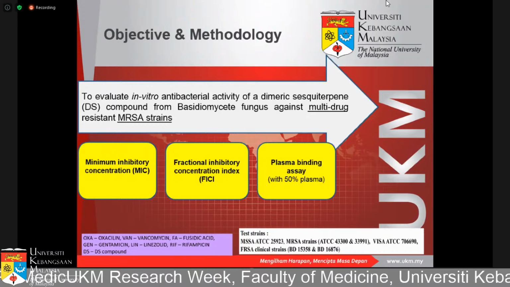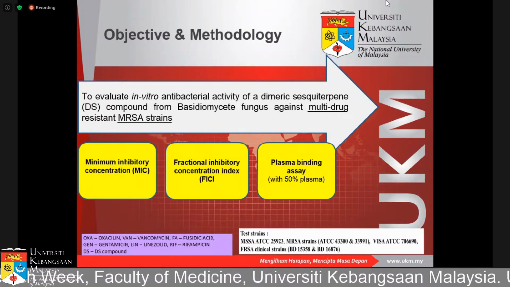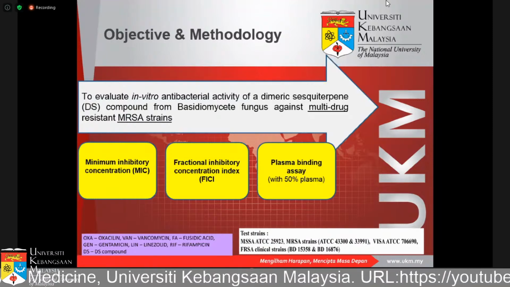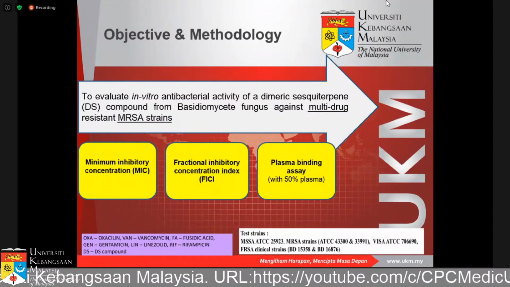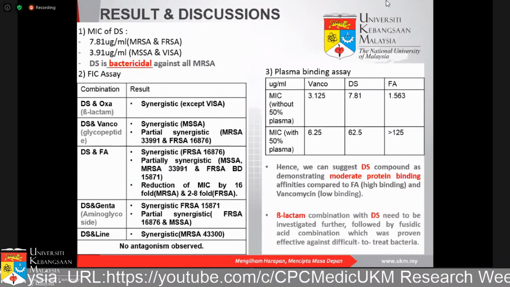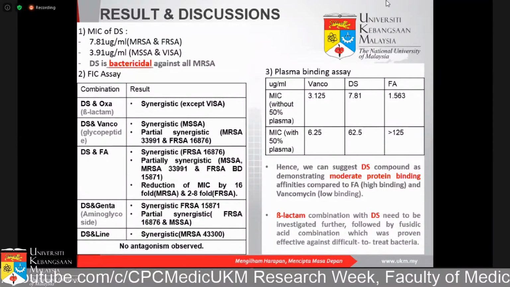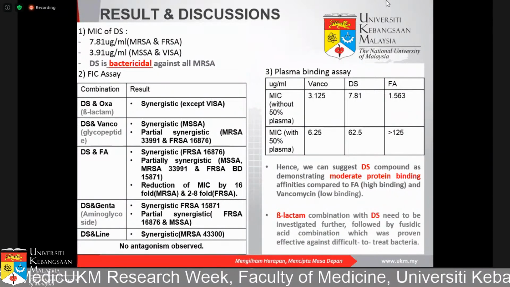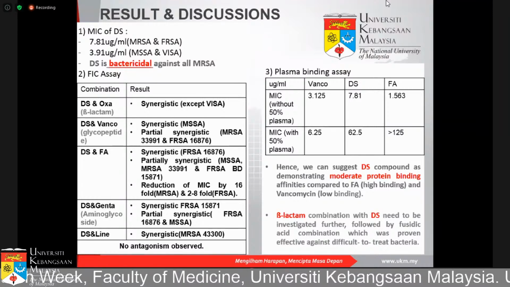So the most commonly used antibiotics in clinics were used in this research, along with some clinical strains, reference strains, and also the ATCC strains, which are the multi-resistant strains of Staphylococcus aureus. The results have been simplified for the discussion. The MIC of DS in this research was found to be 3.91 to 7.81 microgram per mL for MSSA, FRSA, MRSA, and also VISA. So in short, we can say the DS compound is bactericidal against all MRSAs.